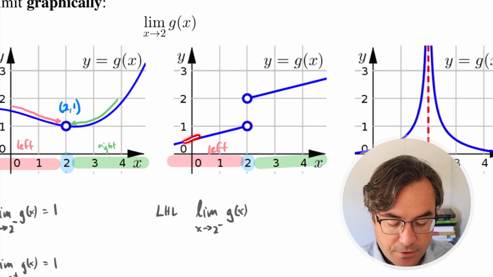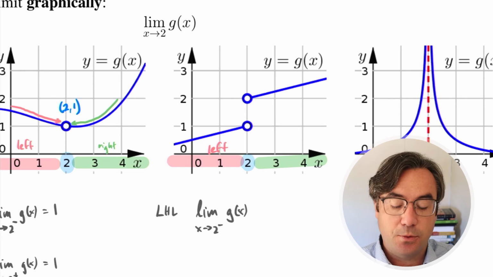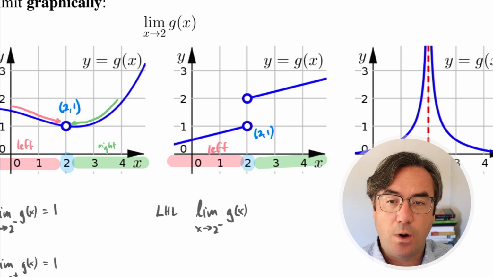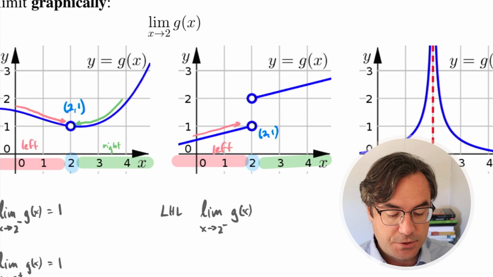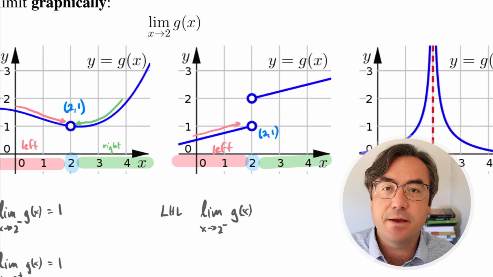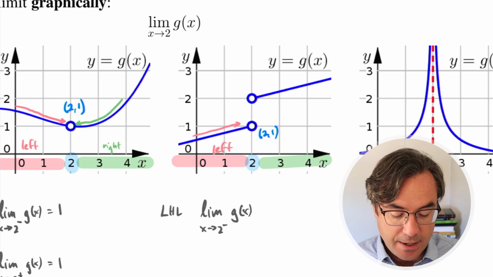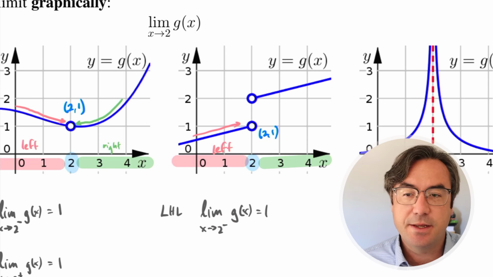So as we walk along the left portion of our curve here, it looks like we're getting closer and closer to this point. And the coordinates for that point are 2, 1. So in this case, for our left-hand limit, our x-coordinate is getting closer to 2, and our y-coordinate is getting closer to 1. So we'd say our left-hand limit is 1.